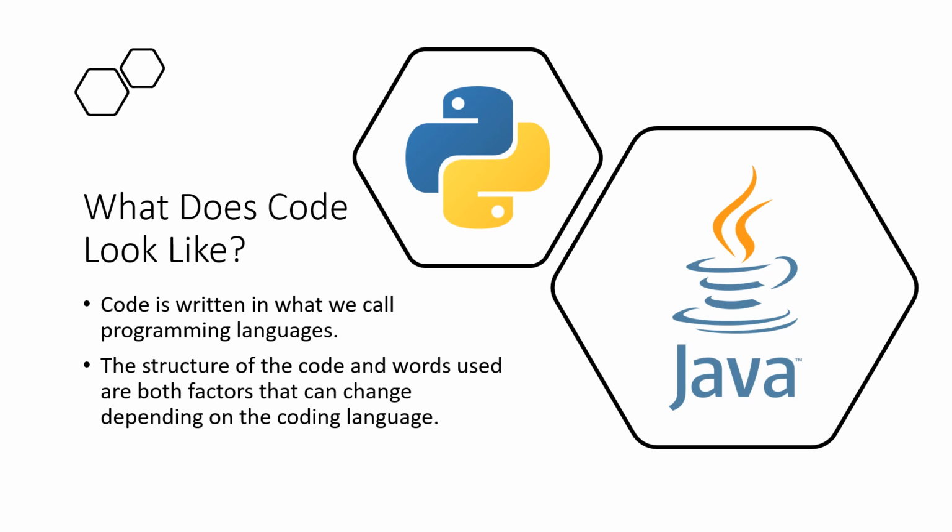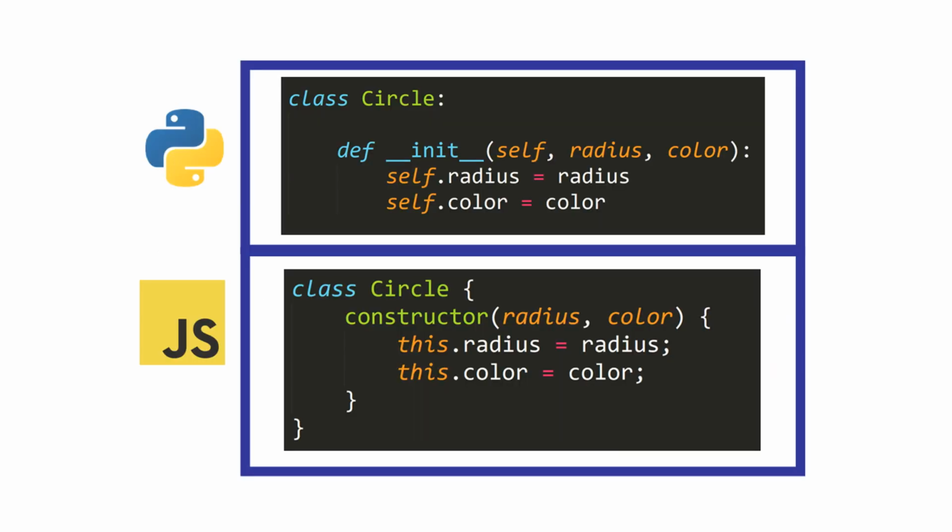The structure of the code and words used are both factors that can change depending on the coding language. For example, here you can see Python and Java code. The Python and Java code each accomplish the same thing and do the same task. However, each one has different keywords, structures, and word choices that you use depending on the language.